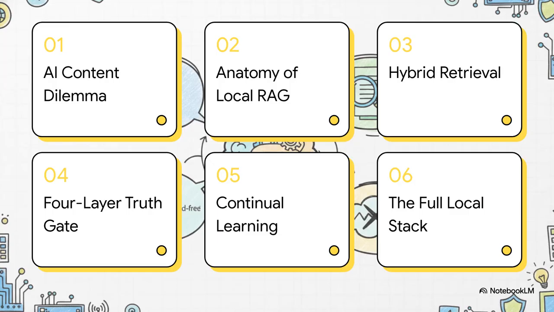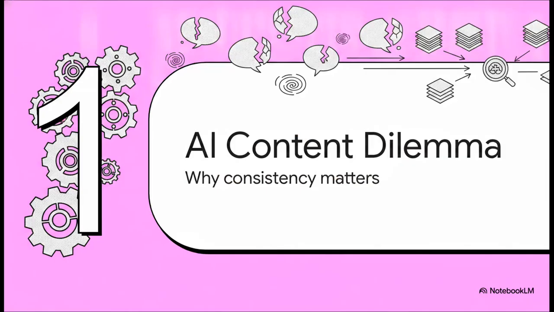Here's a quick look at our roadmap for today. We'll start with the AI content dilemma, then move through the anatomy of local RAG, hybrid retrieval in action, the four-layer truth gate, continual learning loops, and finally wrap up with the full local stack. Let's kick things off with Section 1, the AI content dilemma.